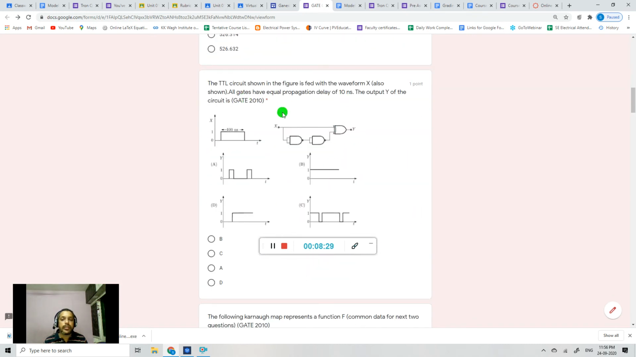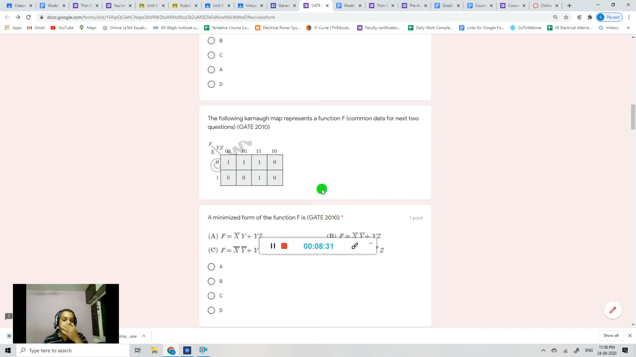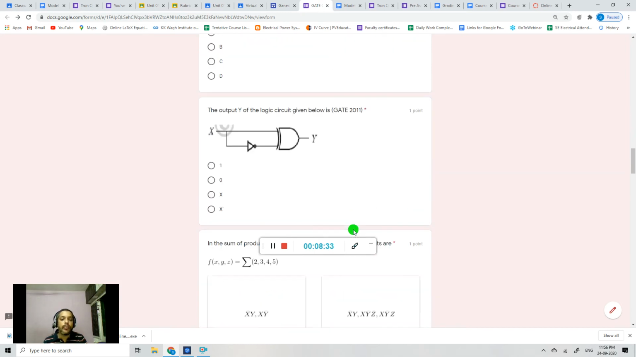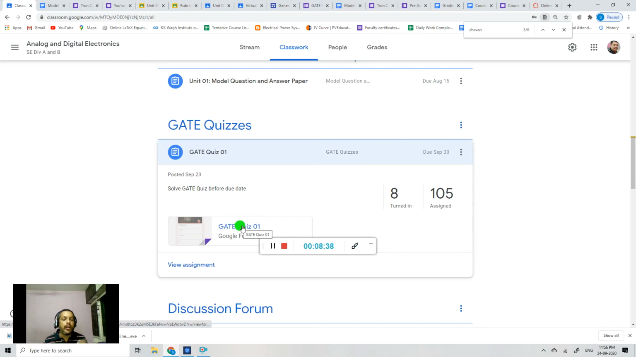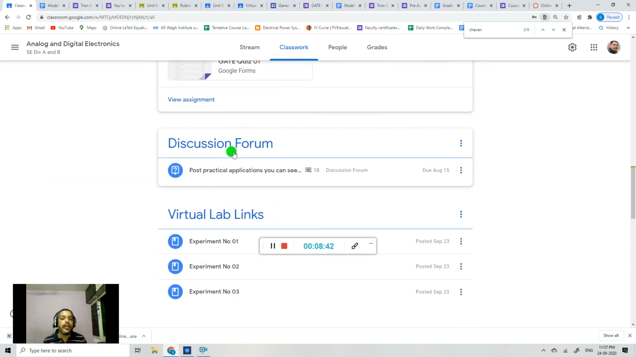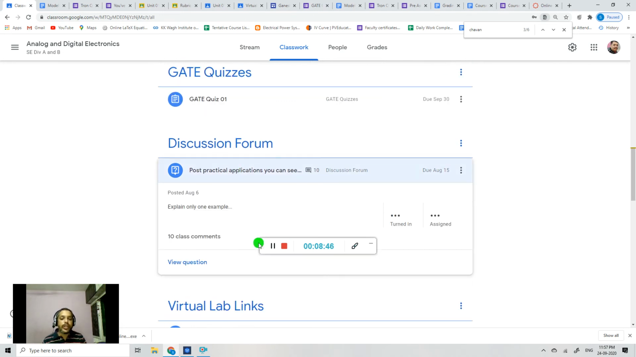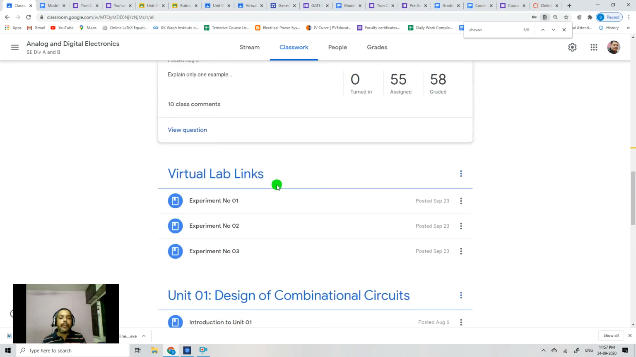Again, you will observe this is the GATE 2010 question. So GATE questions are assigned here. Students have to appear for these GATE questions also. They will gain knowledge of this subject and how it is useful in the GATE examination. In the discussion forum, you will observe that I have posted one question based on the practical application of this subject.